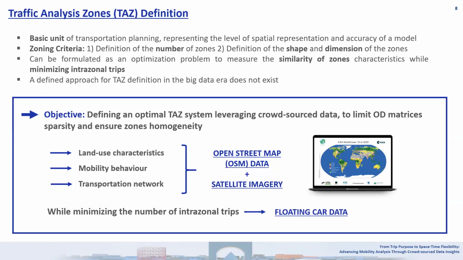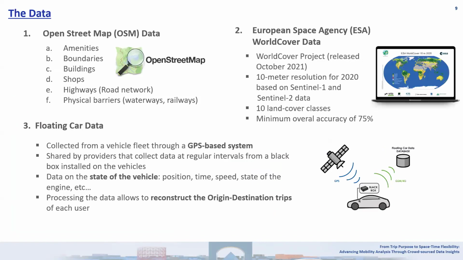All this information we gather from two types of openly available data: OpenStreetMap data and satellite imagery that you can find easily online. At the same time, however, we want to stick to the original point of traffic zone definition, so minimizing the number of intrazonal trips. And we do this using the same floating car dataset that we used in the previous application. So I will go more into the data that we used.